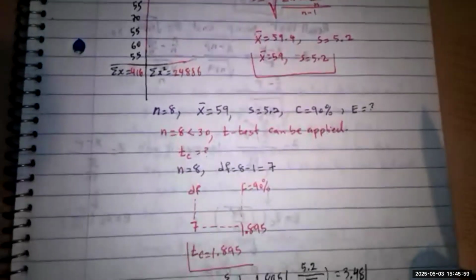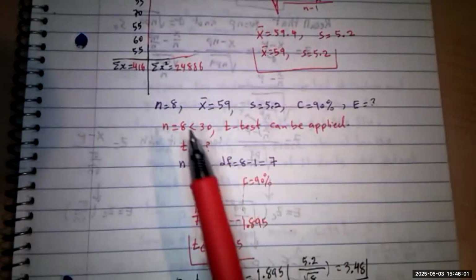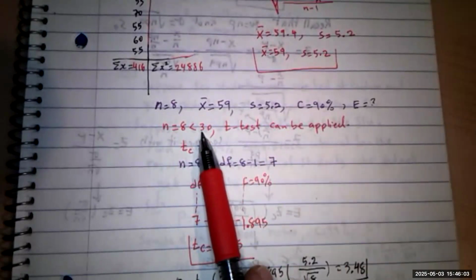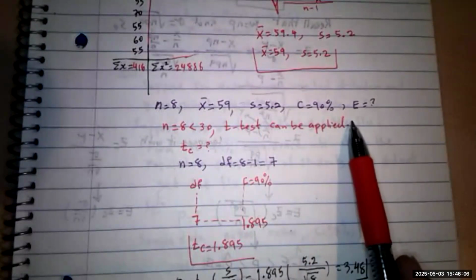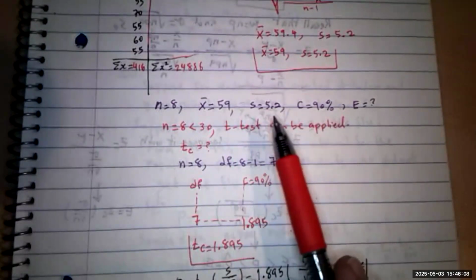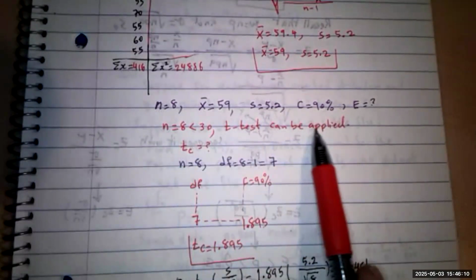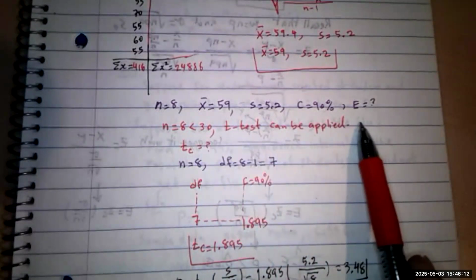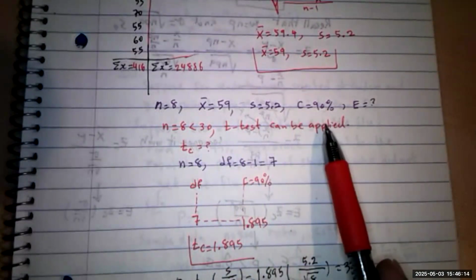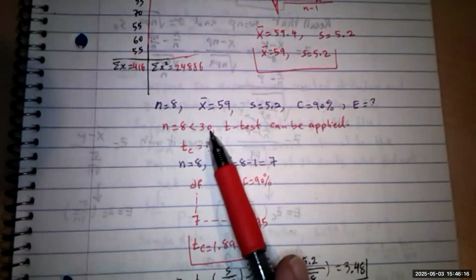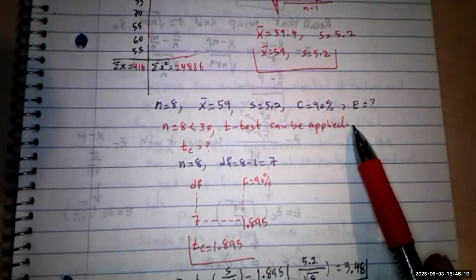We have to check the test. Which test are we going to use? N equal to 8 is less than 30, so you have to use the t-test. Again, even if you want to use the application, you have to tell us which test you used. Did you use the z-test or the t-test? Since the sample size is less than 30, we have to use the t-test.